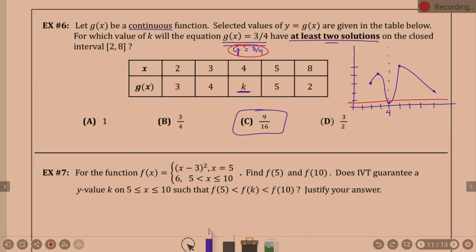Does the visual help? Yes. I'll be honest, I had to have the visual to process this one. And I don't even know if I could explain it without the visual. Okay? 10 minutes. We're going to do the best we can. Number 7. Whoops.